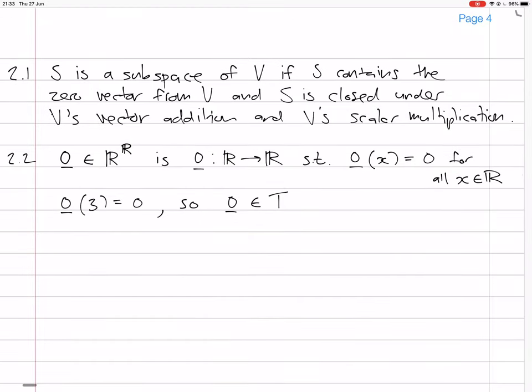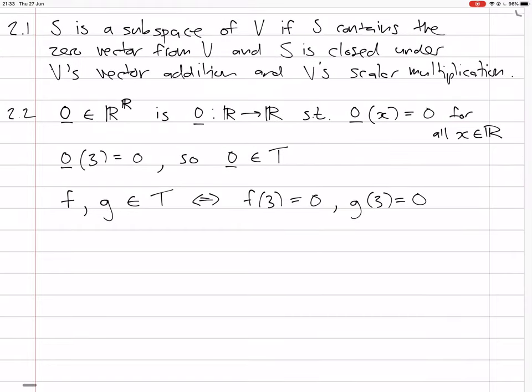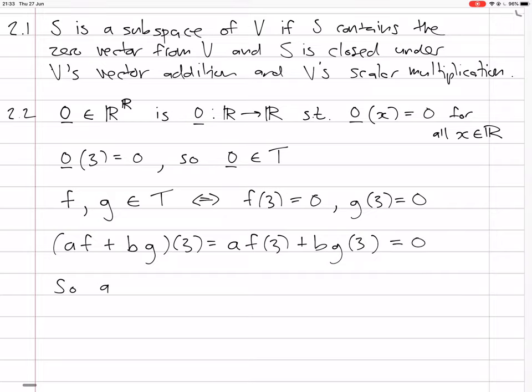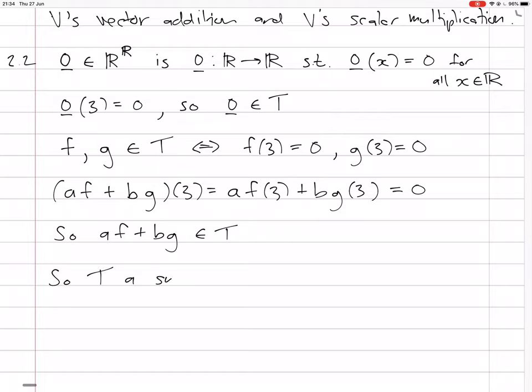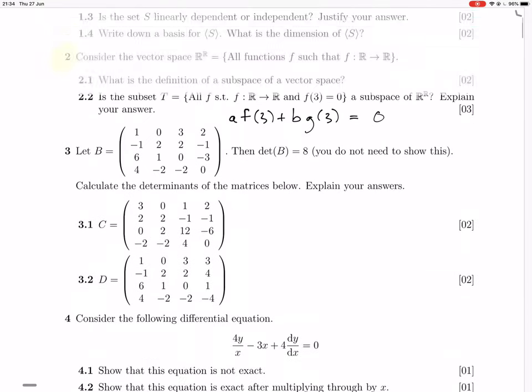Now if f and g are functions in T, that means that f of 3 equals 0 and g of 3 equals 0. But then a f plus b g of 3 equals a f of 3 plus b g of 3, which equals a times 0 plus b times 0, which equals 0. So a f plus b g is also in T. So T is a subspace of R to the R. Okay. Is that it? Yes.